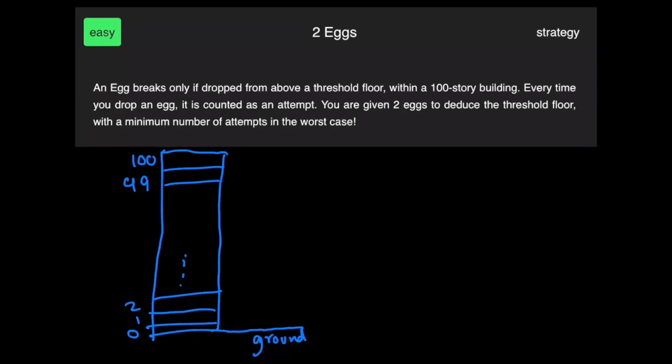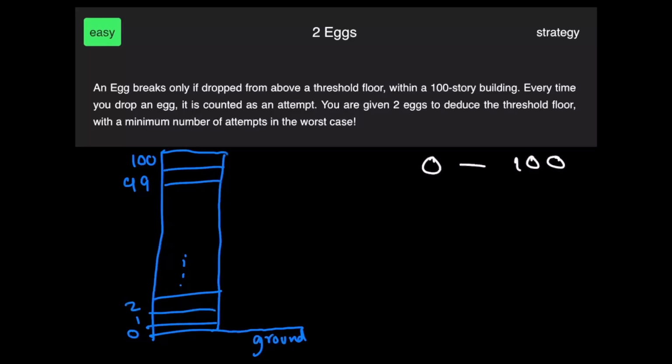Today we're doing another Brainstellar Quant puzzle. This one is called two eggs. It's an easy problem, however, in my opinion, it is not that easy. So we've been given a 100-story building where there are floors from 0 to 100.